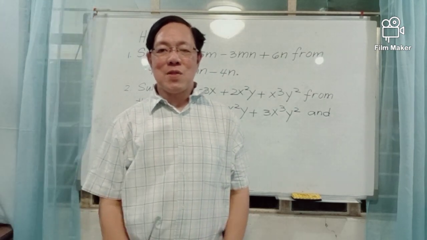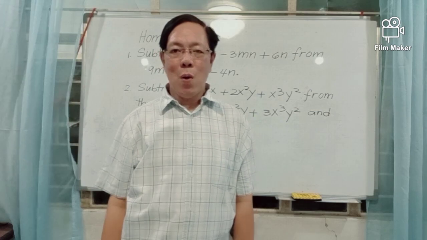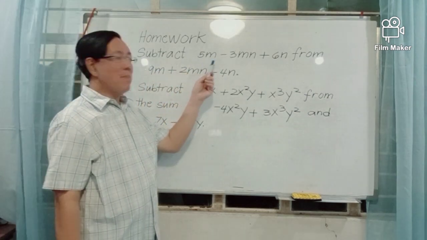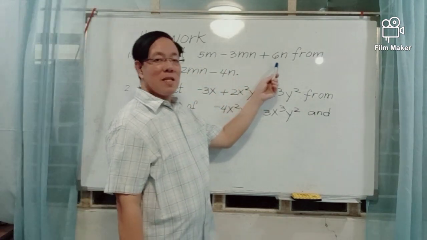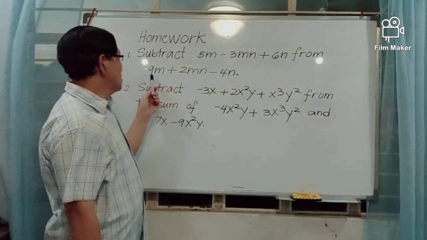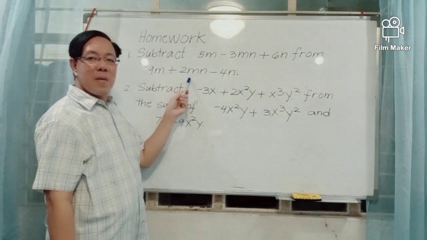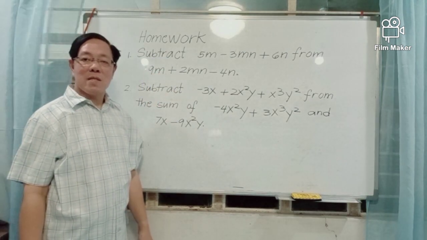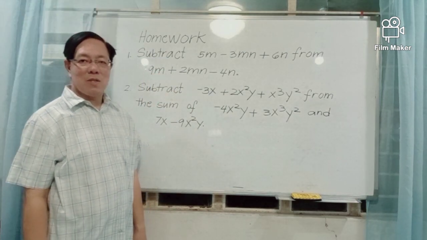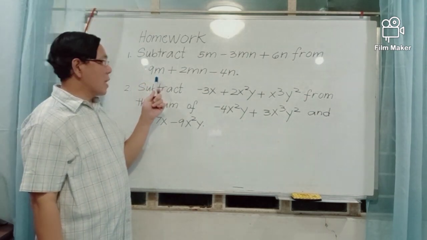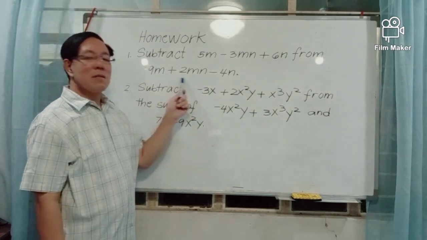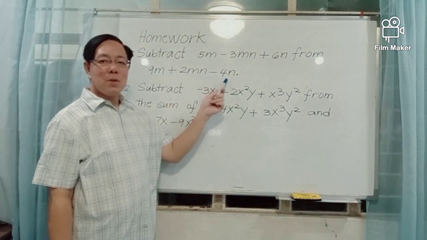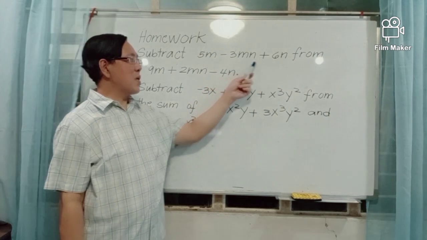For your practice, please try the following exercises as your homework. Number 1, subtract 5m minus 3mn plus 6n from 9m plus 2mn minus 4n. To subtract means to get the difference between two algebraic expressions. And in number 1, you write first the second given algebraic expression. And from this algebraic expression, you subtract the first algebraic expression.